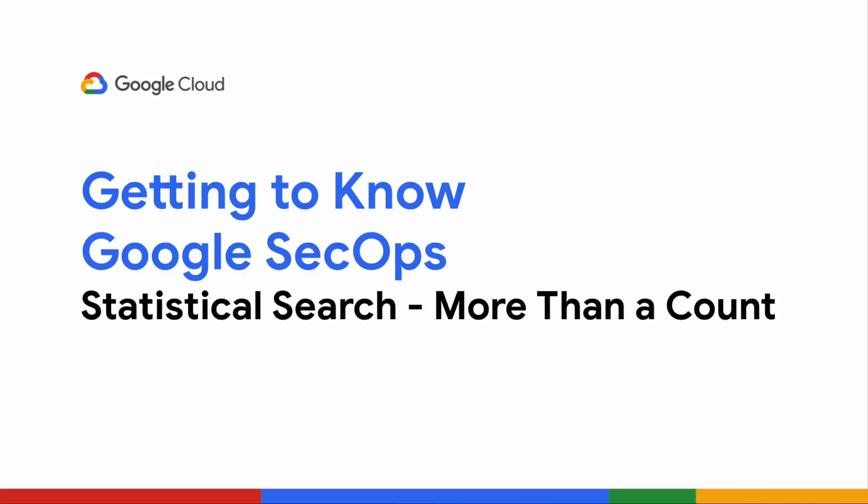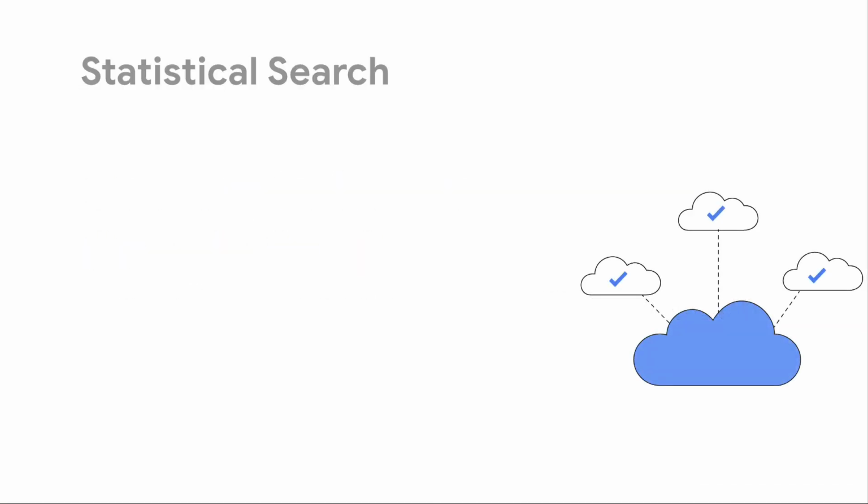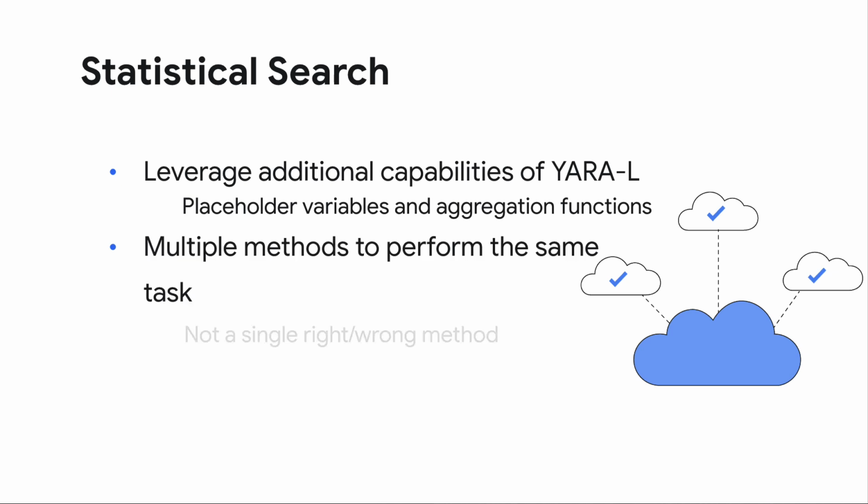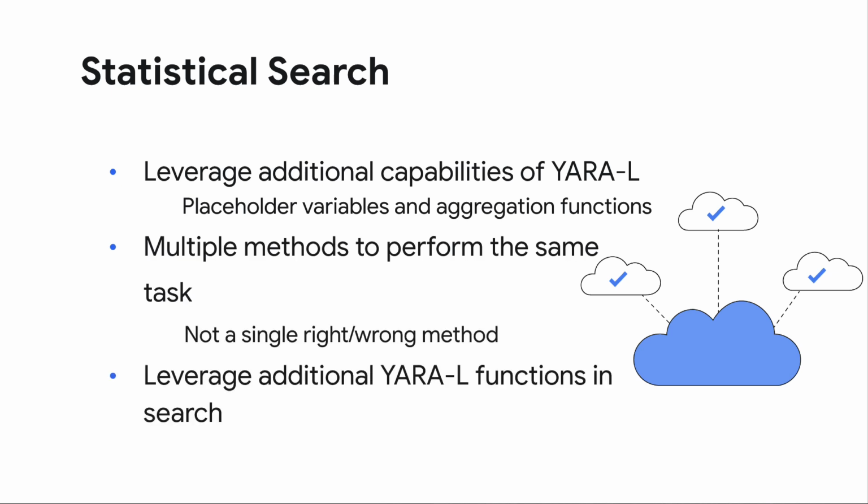I'm John Stoner, and today we're going to take what we previously learned with statistical searches a bit further and look at additional aggregation functions and calculations that can be performed in UDM search to ask more complex questions of your data. We already discussed that statistical search is an expansion that goes beyond the tabular results set into aggregated data by common values and generating calculated values. This time we are going to use additional concepts like placeholder variables, aggregation functions, and mathematical operators that are part of YARA-L and apply them to our statistical search.